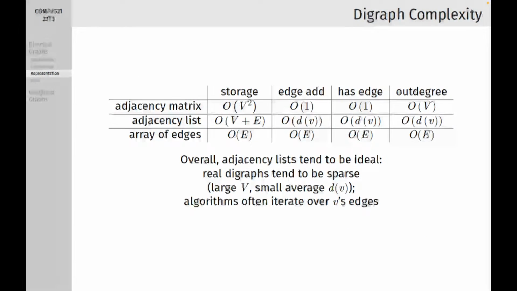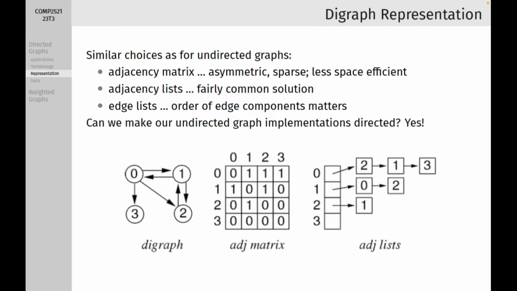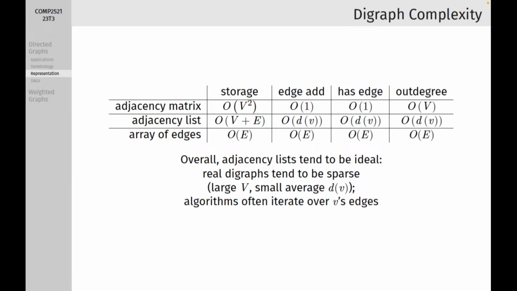Right, and you can also implement your directed graph using an edge list. But remember that if you implement your graph using an array of edges, the order of the vertices in your edge struct encodes the direction of the edge. So if you put 0 first and then 1, that means there's an edge from 0 to 1. All right, so what would be the time complexities?